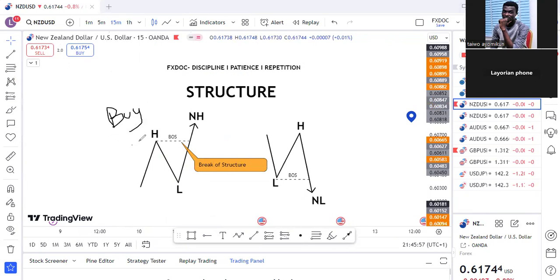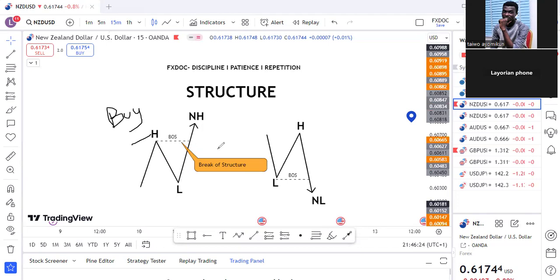As you can see, we have a high, we have a low right here. Then price went up to take out this high, creating a new high. So in this case now, we already have a new high, which means that structure has been broken right here. That is why we have BOS as break of structure. That is, structure was broken to the upside.